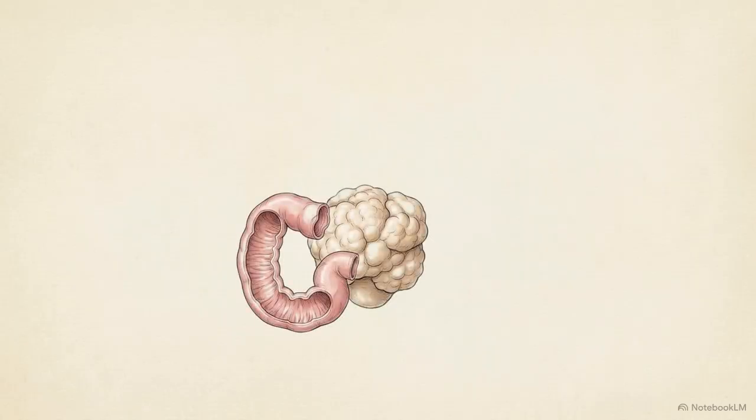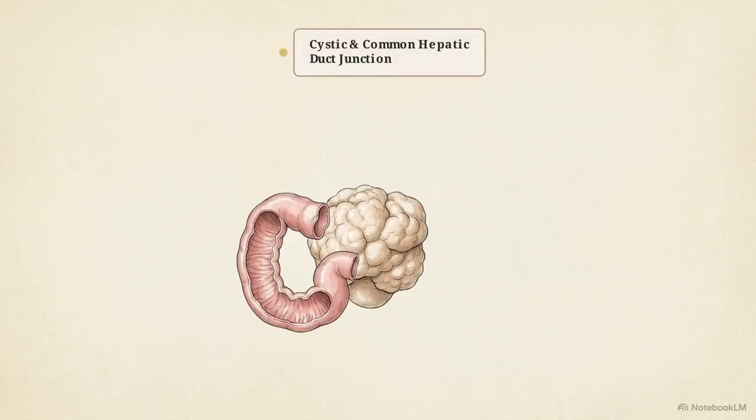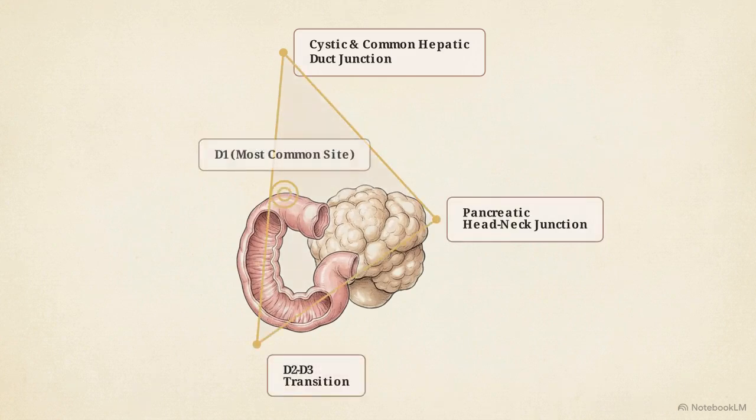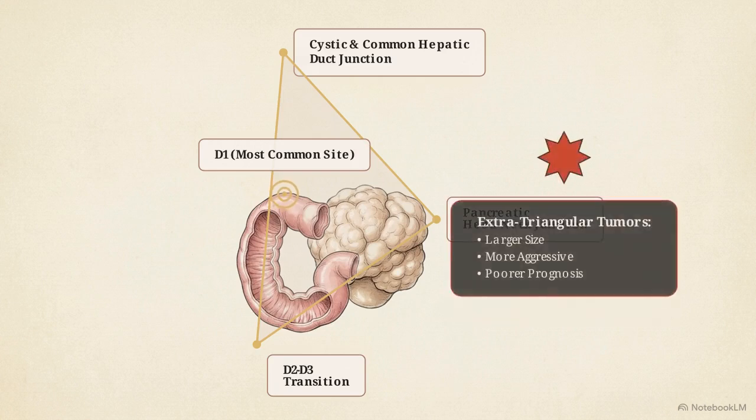Passaro's triangle defines the boundaries where gastrinomas form: the cystic and common hepatic duct junction, the pancreatic head-neck junction, and the D2-D3 transition. D1 is the most common site. Tumors outside this zone are larger, more aggressive, and carry poorer prognoses.